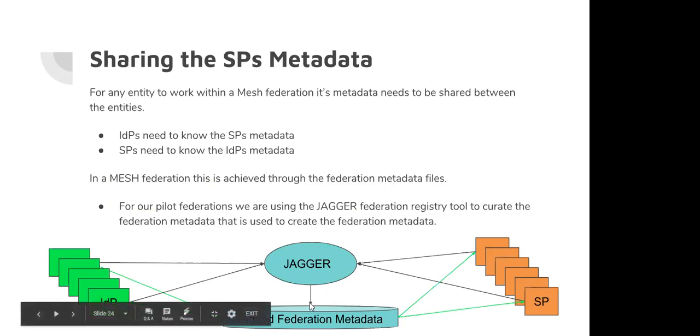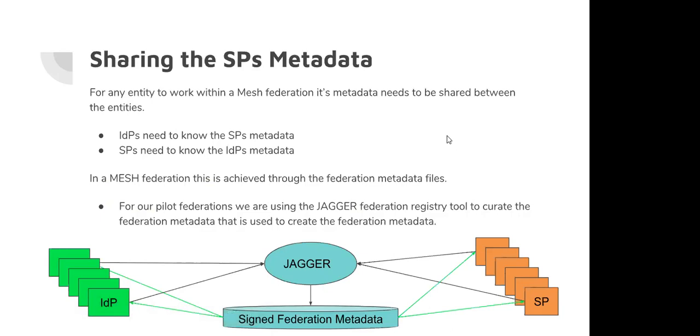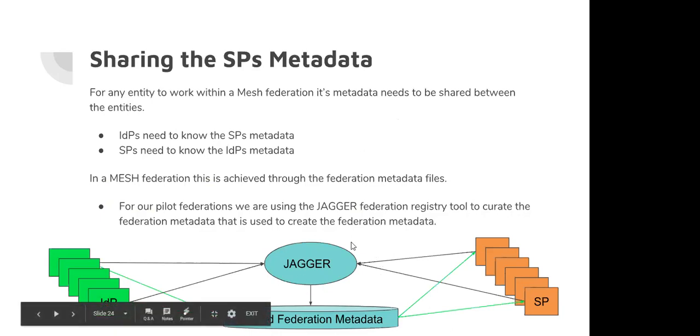And as you can see, Jagger creates the metadata. It's just a great big file, and every so often the IDPs and SPs will go and fetch a new version of the metadata. The metadata is signed cryptographically by Jagger in the middle there, or the federation operator, and it's that signature that tells the service providers and identity providers that the metadata hasn't been tampered with in its travels from the federation operator out to the IDP or SP.